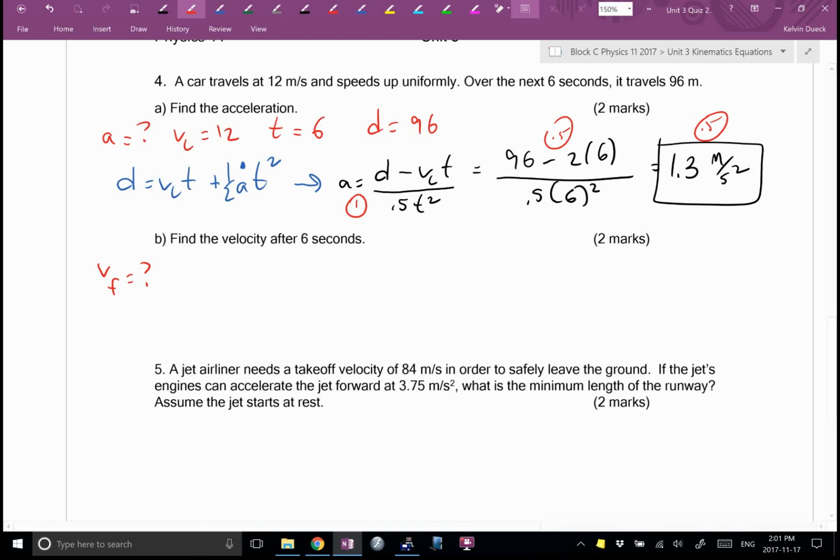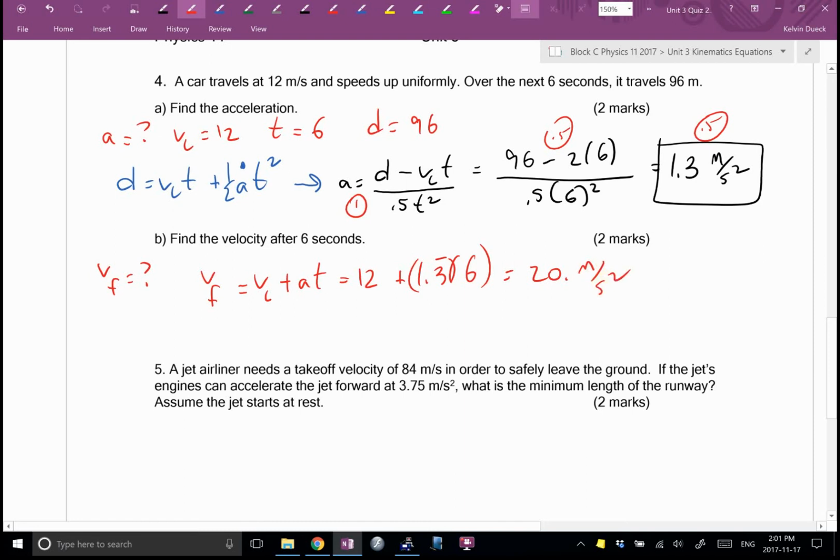Oliver, you look tired. I'm going to use my answer from A. I'm going to go VF equals VI plus AT. It's going to be 12 plus 1.3 repeating, times 6. Also, because I can do that in my head, 1.3 times 6 is going to be 6 plus 2, which is 8. 20 even, yes? No? Whew.